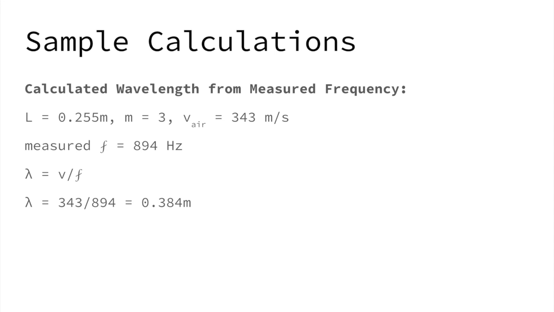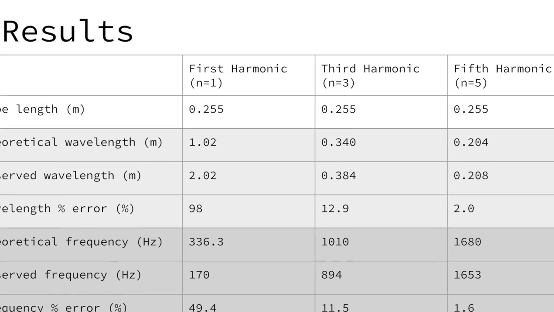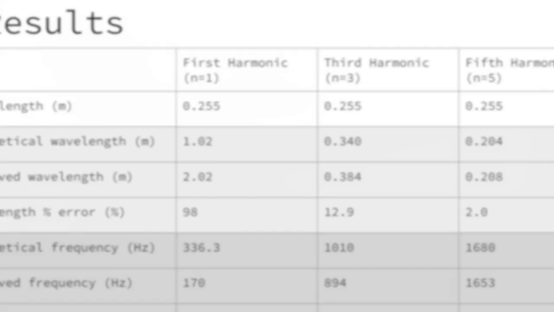Next, we need to calculate the observed wavelength from the measured frequency. We found that if the frequency was 894 hertz, the wavelength was 0.384 meters. A sample of our results is shown on this slide. Please take the time to pause the video and see what we found.